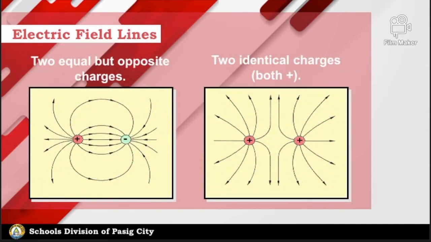Here are examples of electric field lines between two equal but opposite charges and two equal charges of the same sign. Notice that the lines leave positively charged particles and enter negatively charged particles. Also, electric field is strongest where field lines are most dense.